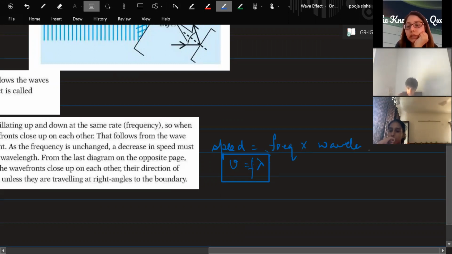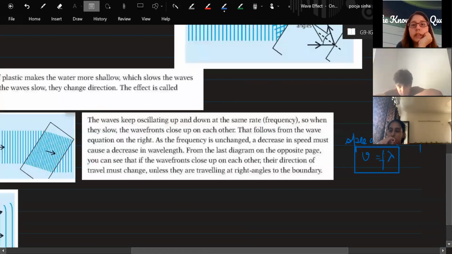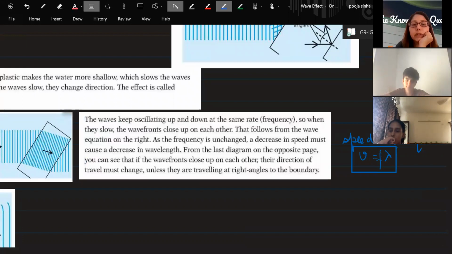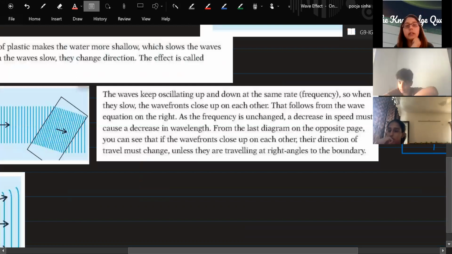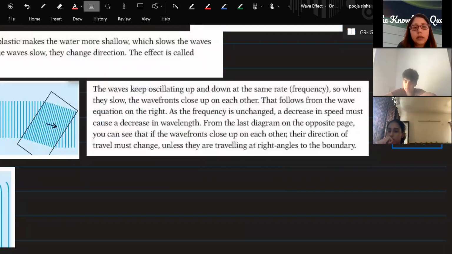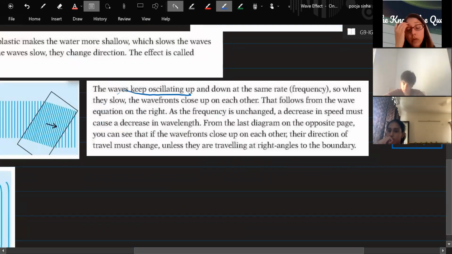Concentrate here, Shomik. Let's read this together. Lambda is just the symbol for wavelength. Now, you know that the waves are all the time oscillating. They're going up and down all the time at the same frequency all over.